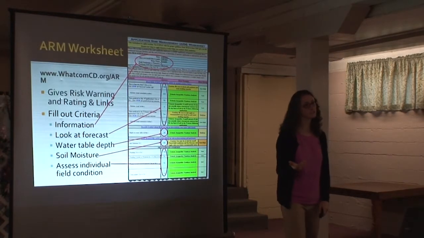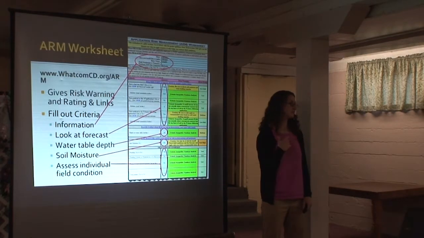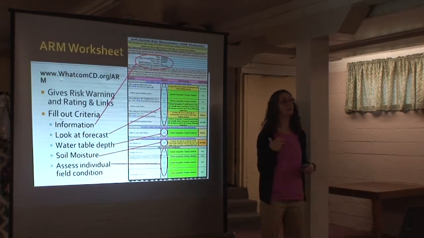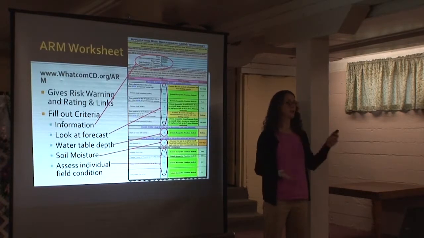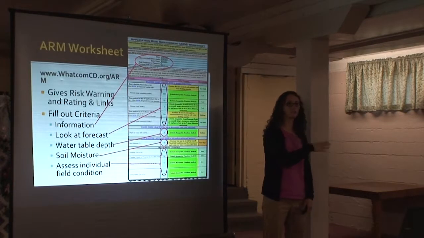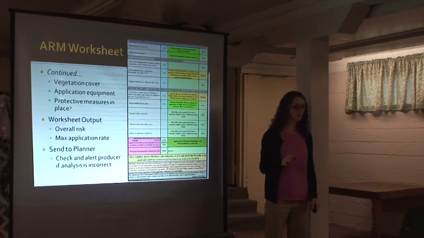What are those field conditions? Do you already have ponding out there? Is it flooding? Is it frozen? All those things are obviously very important factors in whether we're going to have a loss pathway. Are you going to be compacting your field? Are there areas you need to avoid? So it's important to think about.